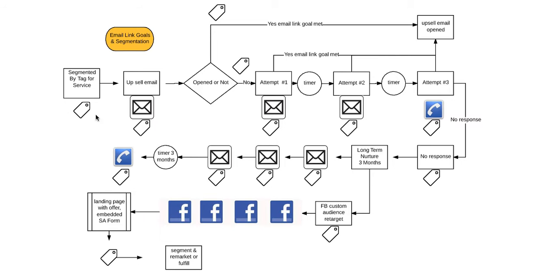So as you can imagine here, we have a tag that basically says they are a lawn mowing customer. We're going to set the automation goals so that if they are a lawn mowing customer and don't have the tag for fertilization and weed control, they're entered into this automation. We're going to automatically send them an upsell email for fertilization and weed control.